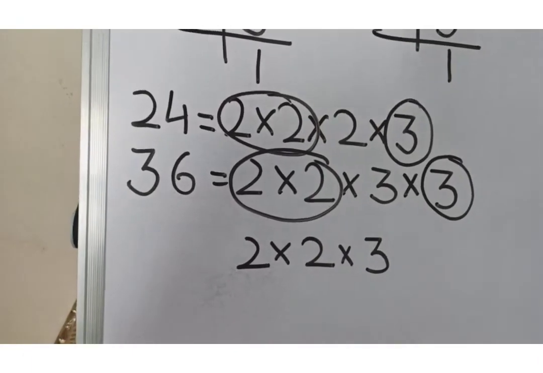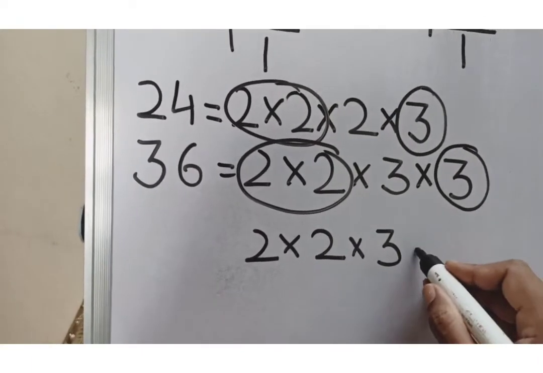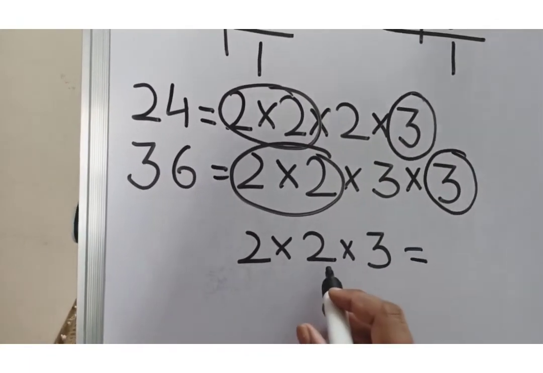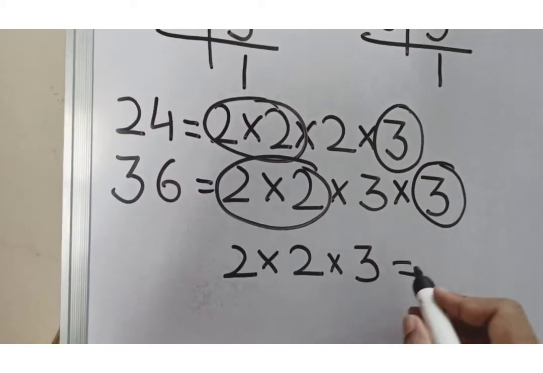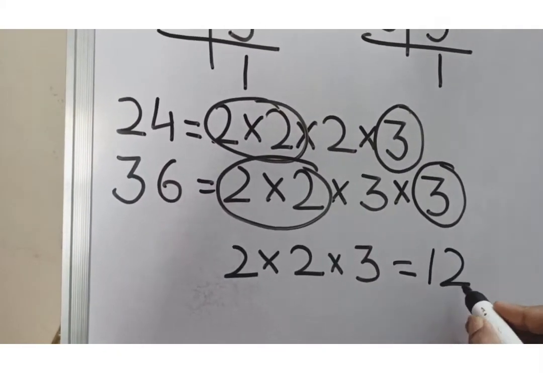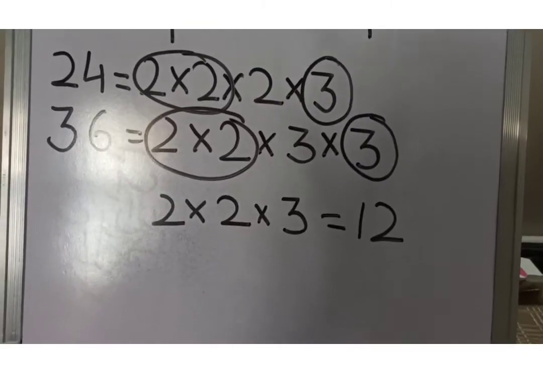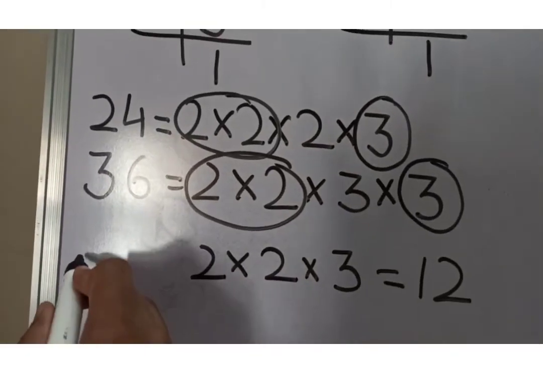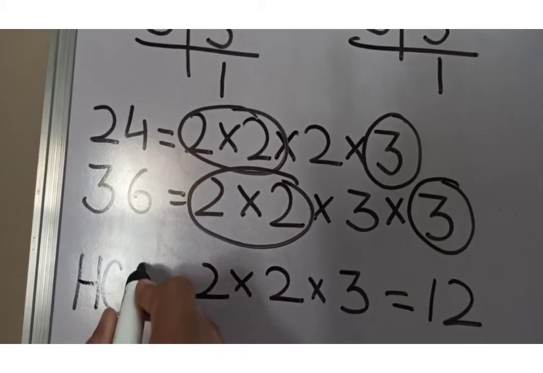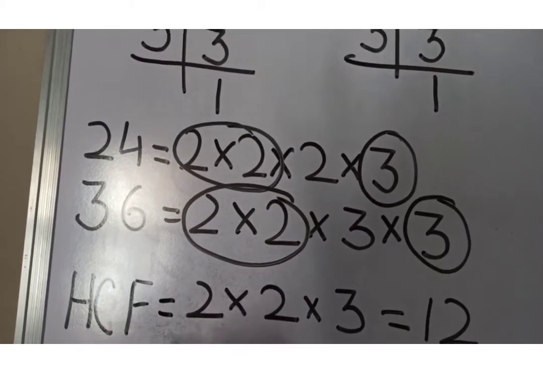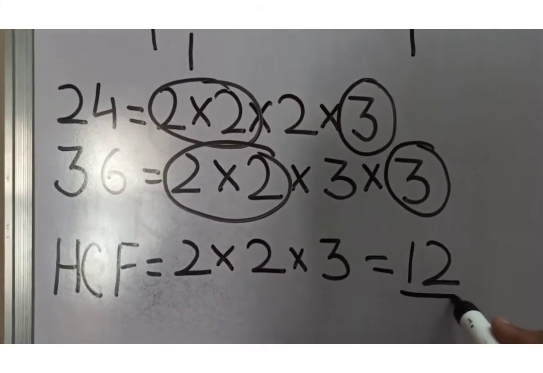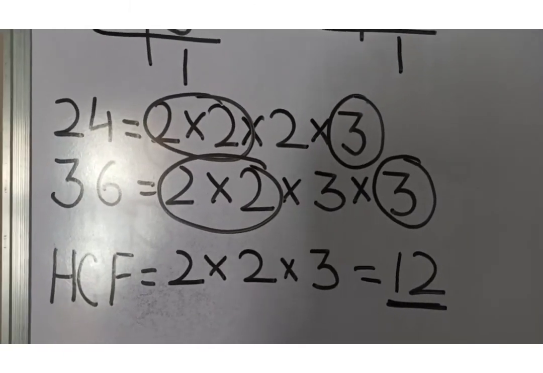And if I multiply the three of them, I find that 2 2s are 4 and 4 3s are 12. Right? So the HCF for numbers 36 and 24 is 12.